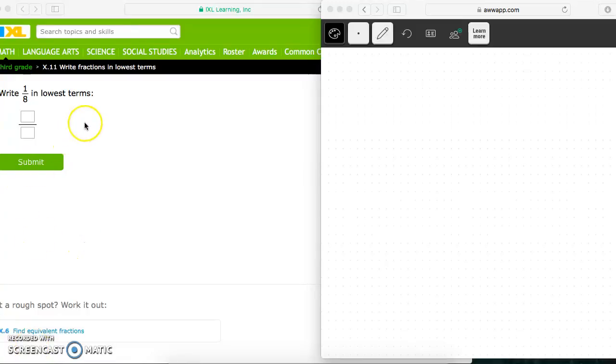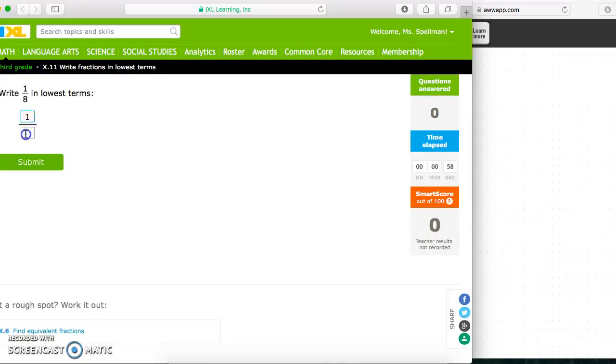Okay, so if you're writing fractions in lowest terms, that means that you are writing it in a fraction where the numerator and denominator cannot be divided by any number besides 1. So if I look at 1/8, their greatest common factor is 1. So 1/8 is already in simplest form or in lowest terms.